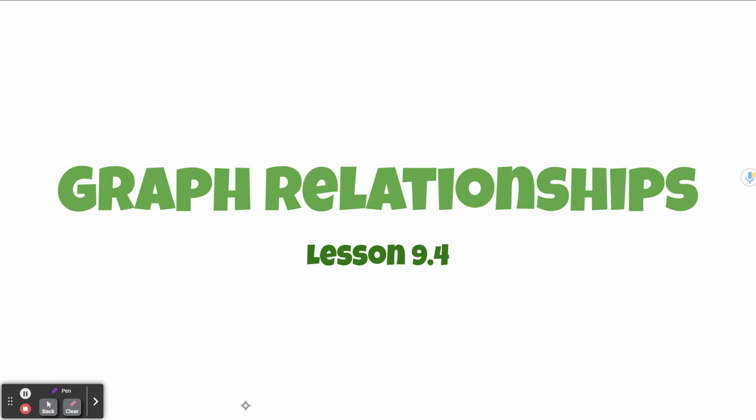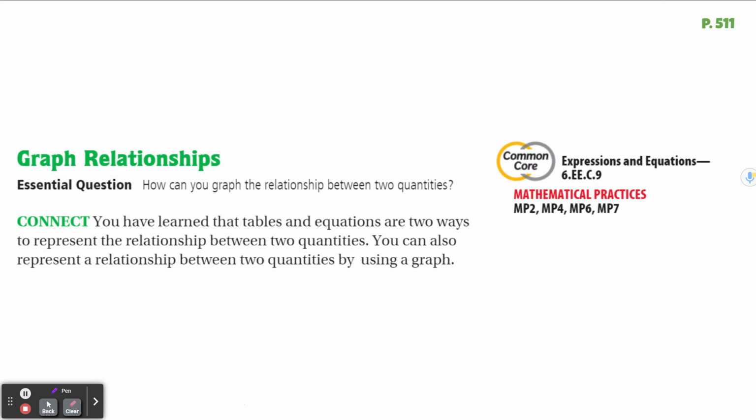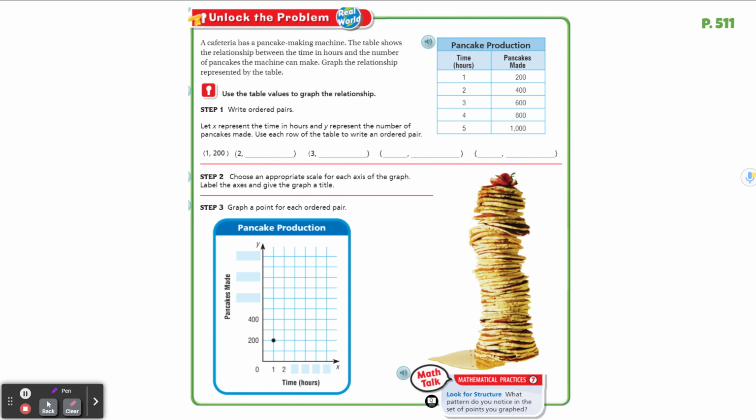Today, we are going to be looking at how to graph relationships. So this is lesson 9.4. Previously, we've learned that tables and equations are two ways to represent the relationship between quantities. You can also represent a relationship between two quantities by using a graph. So this is just another way for us to visualize and show those equations.